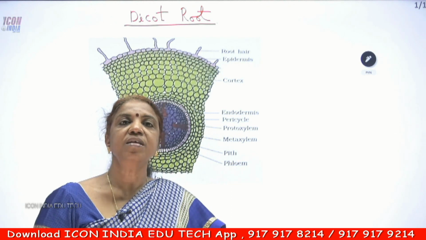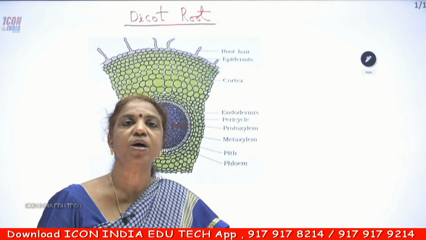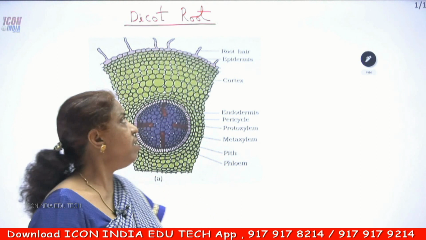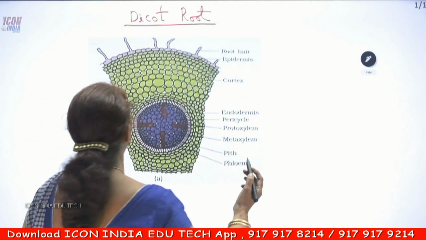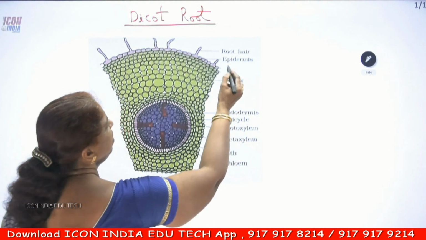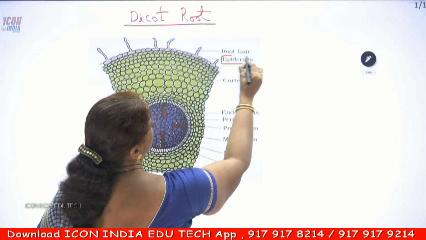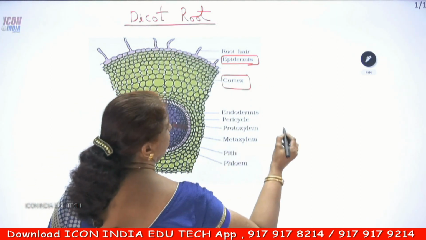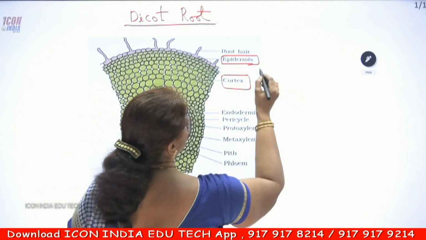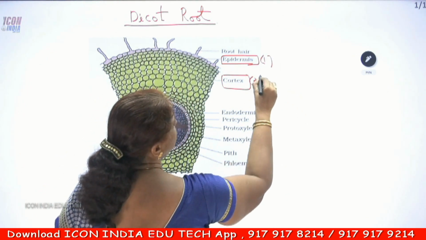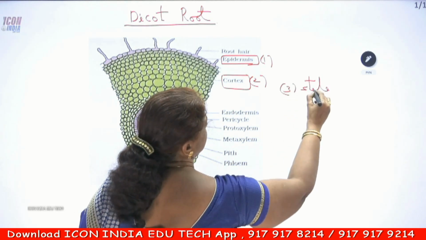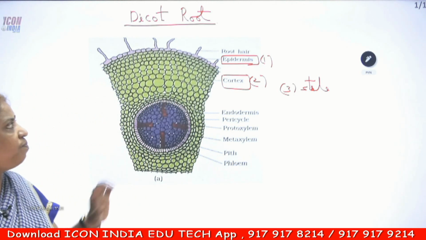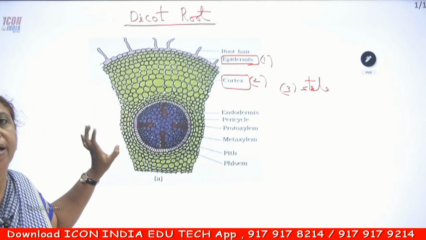The transverse section of the dicot root consists of 3 parts: epidermis, cortex and stele. The first part is epidermis, the second part is cortex, and the third part is stele. Look into that. This is the picture of the dicot root, the epidermis.